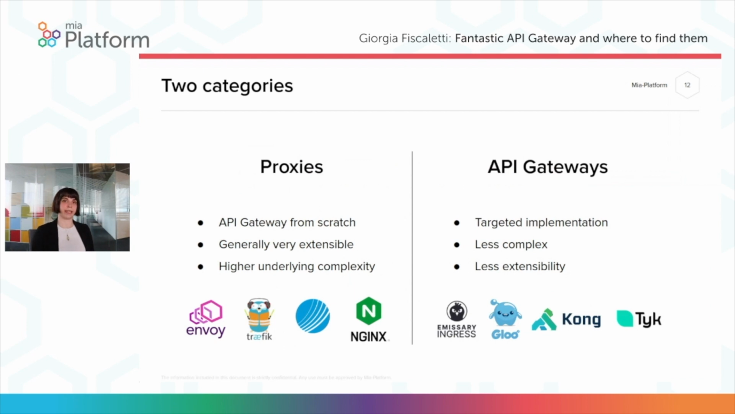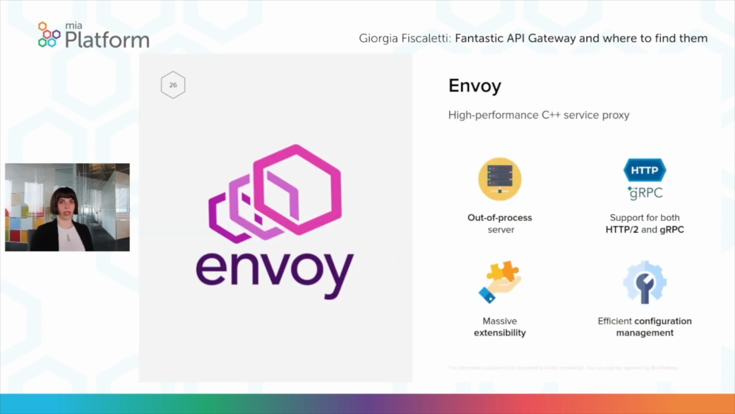I personally selected 4 among these tools, 2 service proxies and 2 API gateways, that now we're going to analyze further. Starting from Envoy. Envoy is a high-performance C++ service proxy, and a tool that I like to define the final boss of service proxies, since many other tools from the Cloud Native Compute Foundation are built and based on Envoy.